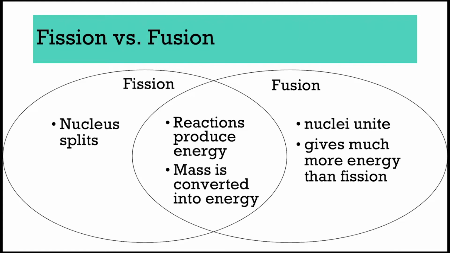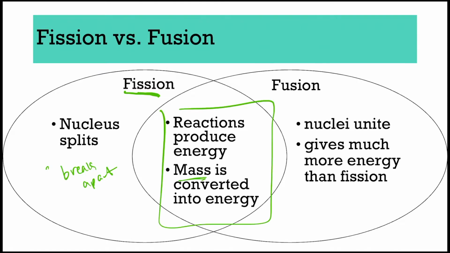Okay, so like we stated before, in fission, the nucleus splits. In fusion, nuclei unite, and it gives much more energy than fission. Let's take a look at the middle. What do they share? Both reactions are producing a lot of energy, and nuclear reactions kind of break some of the rules we've talked about before, so mass is now converted into energy. So these bullets are happening in both reactions.